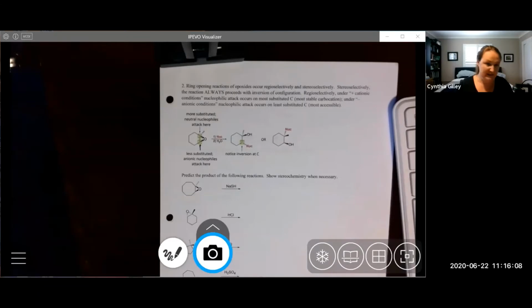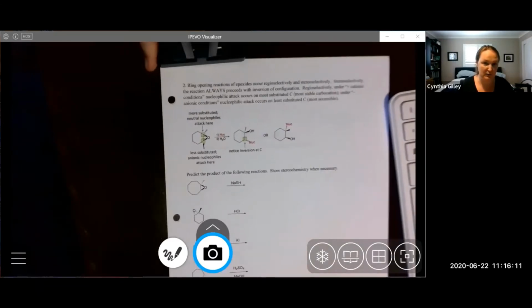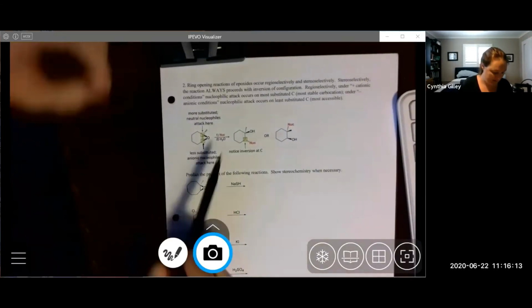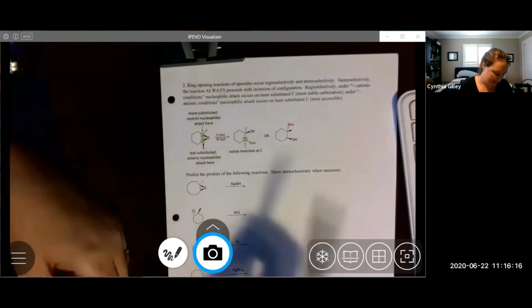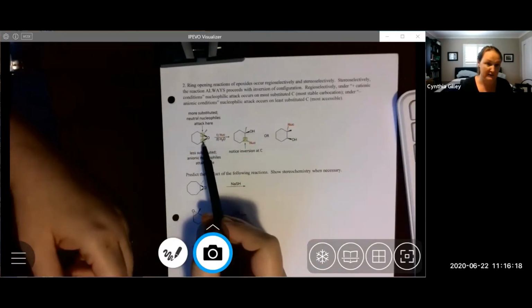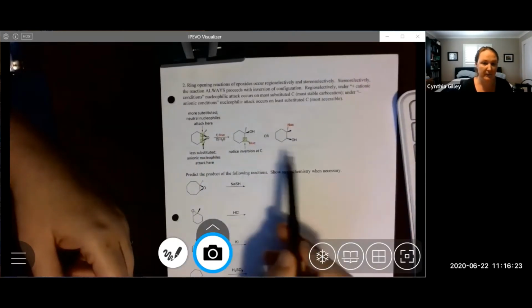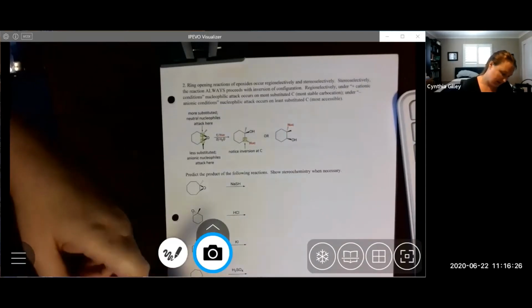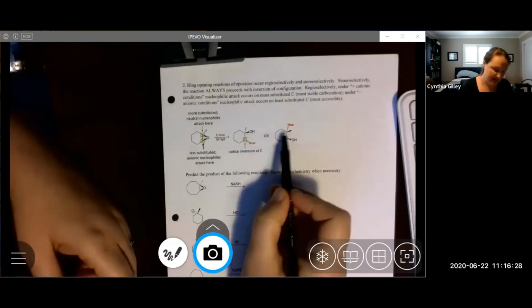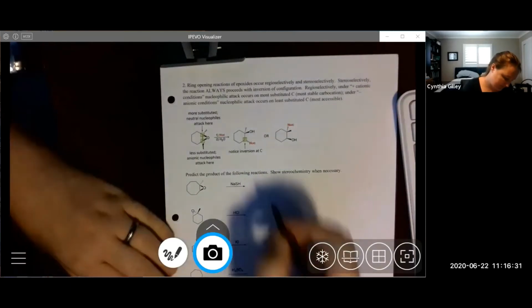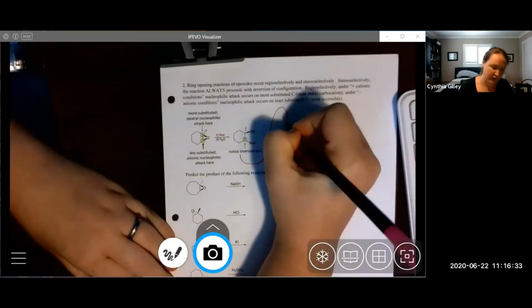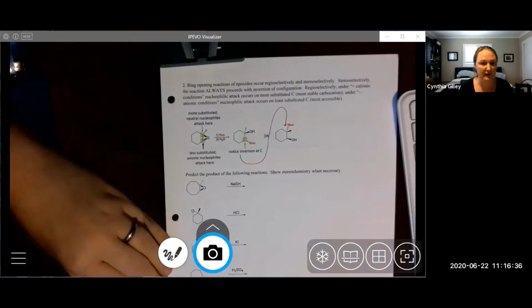Okay, so he talks about the rules for where the nucleophile attacks. Notice that it might attack on this bottom carbon, or it might attack on the top carbon, leading to two different products here. No matter which carbon it attacks, an inversion of configuration occurs at that carbon, because the nucleophile is attacking through an SN2 reaction. So there will be inversion of configuration wherever it attacks.